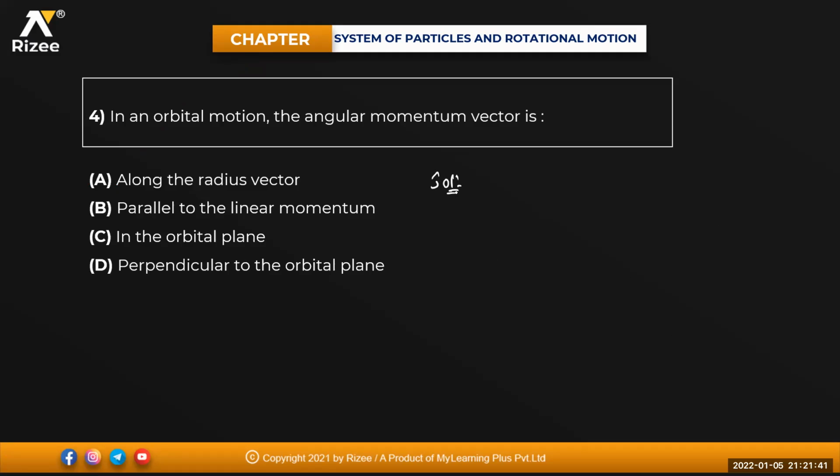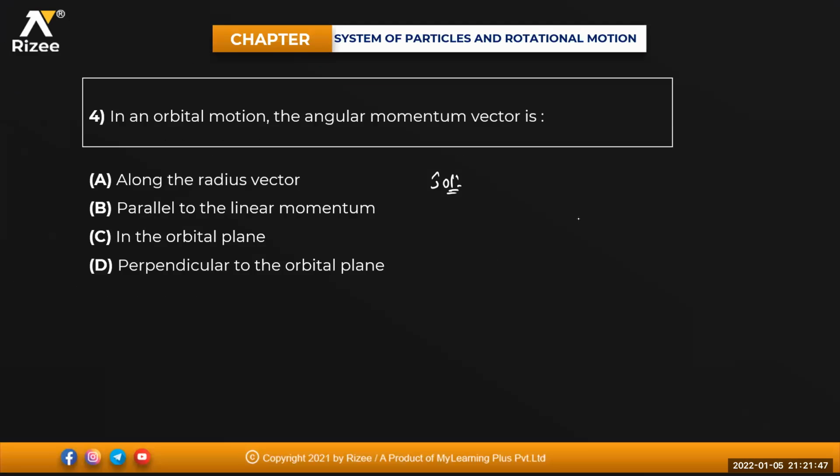In an orbital motion, the angular momentum vector is, say for example, the motion of the earth as well as of the moon. It is an orbital motion. This is your axis and this is your radius r. And here the particle is moving, a particle of mass m. Here the velocity will be v.